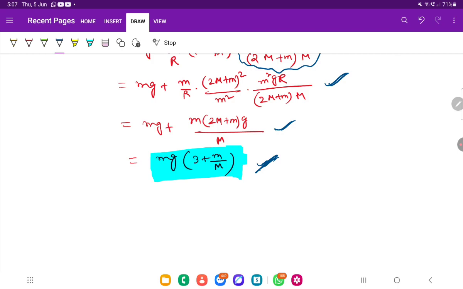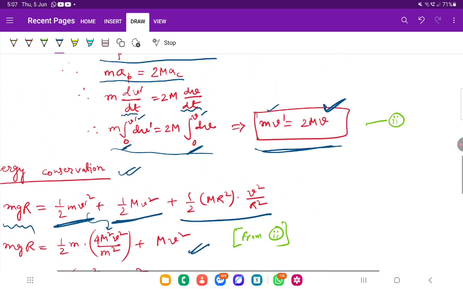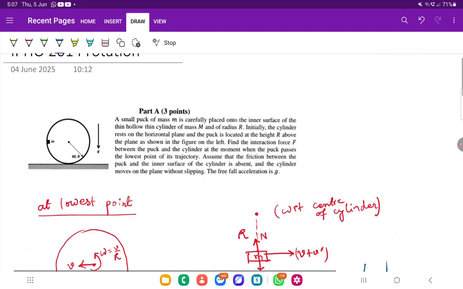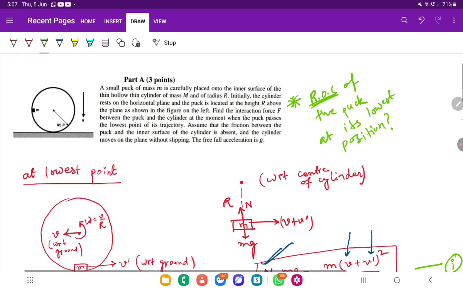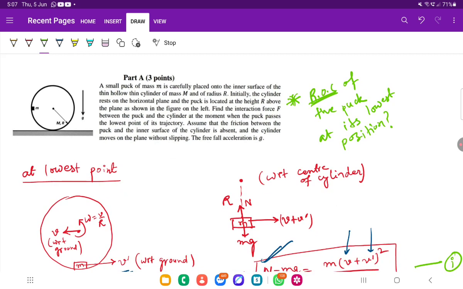But I will leave you with one more question related to this problem only. I will ask you to find the radius of curvature of the puck, right? ROC of the puck at its lowest position. So this was not the question asked in IPHO, but I am adding one question here. They only asked you about the interaction forces, but you can find out the radius of curvature also at this instant. So let me know the answer in the comment section.